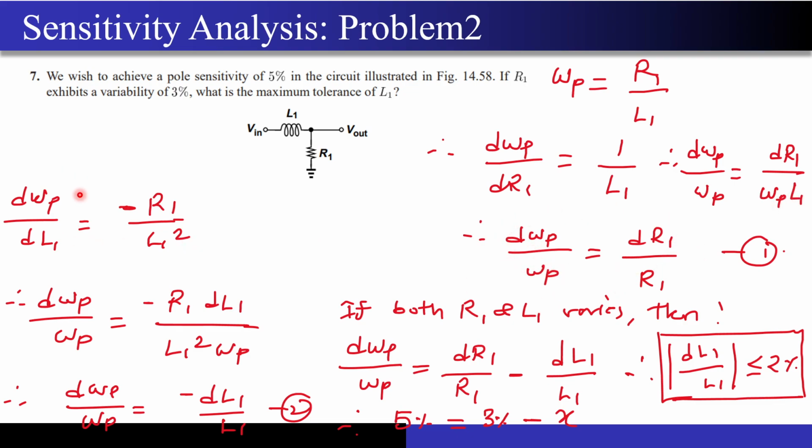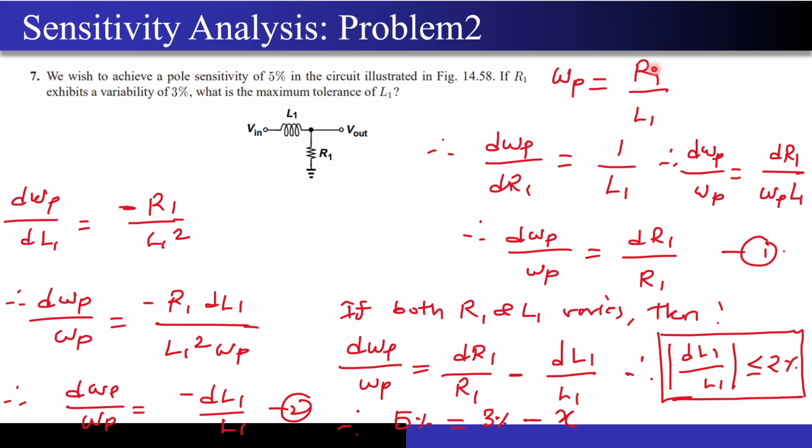Similarly, if you do it for d omega p by dL1, you will be getting d omega p by omega p as minus dL1 by L1 because of the change in L1. So the net change in the pole frequency because of the changes in R1 as well as L1 will be nothing but the summation of both of them, that is equal to dR1 upon R1 minus dL1 upon L1. Now let's try to make intuitive sense of whether this equation makes sense or not.